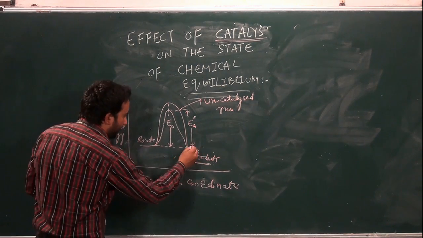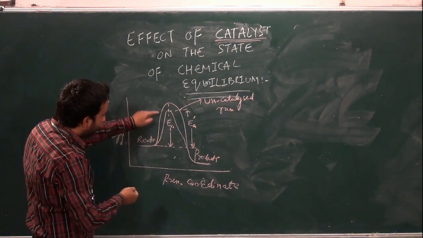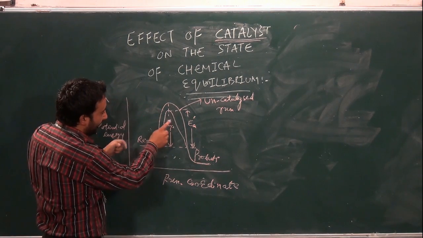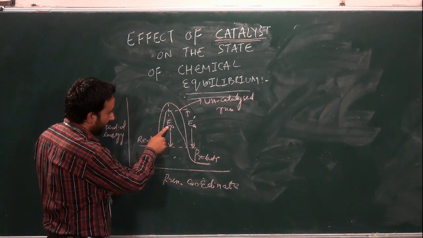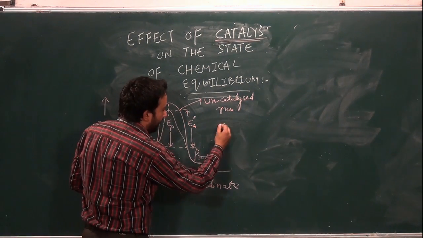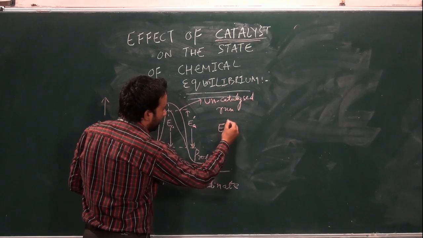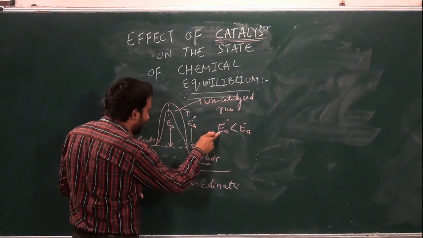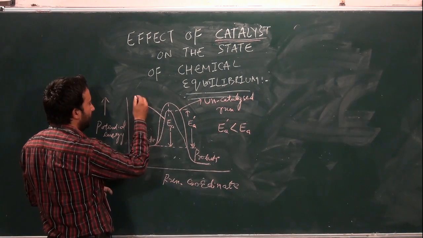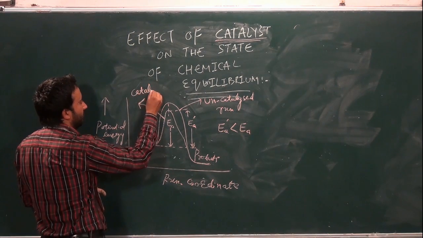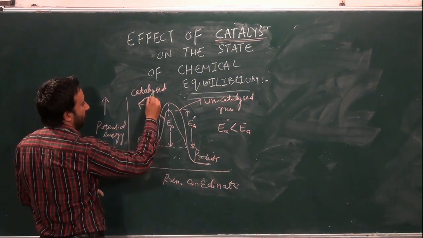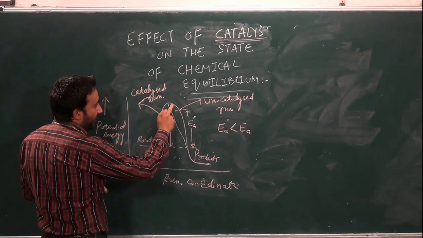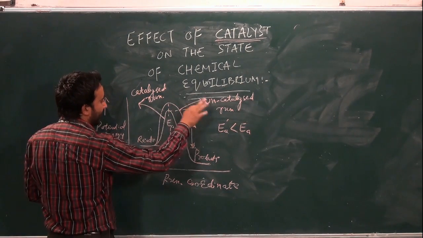Initially the activation energy is EA. It is larger in amount, but when we add catalyst, the activation energy gets decreased and we have EA prime, and EA prime is lesser than EA. This is the activation energy for the catalyzed reaction in which we use the catalyst. And this is the energy profile diagram for the uncatalyzed reaction.